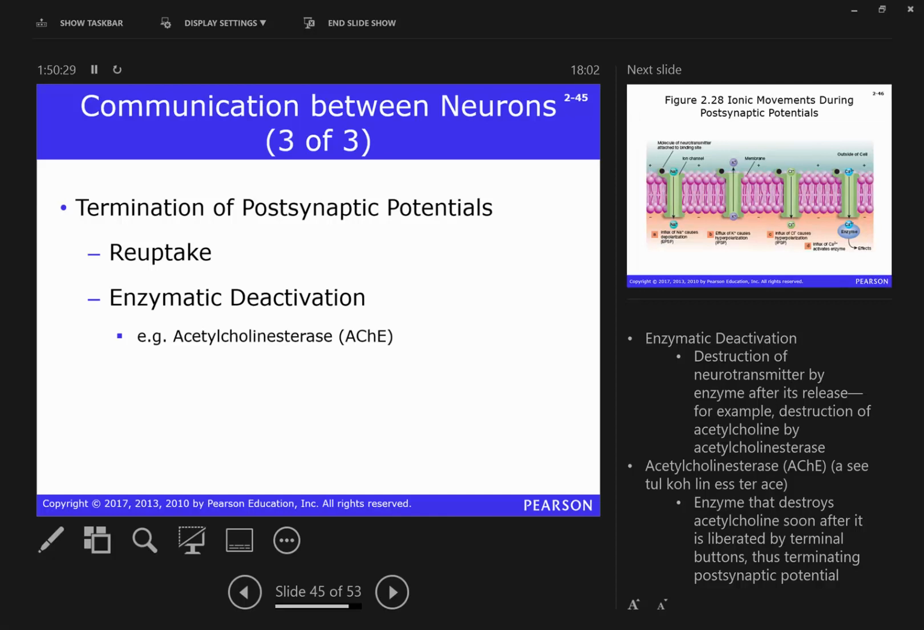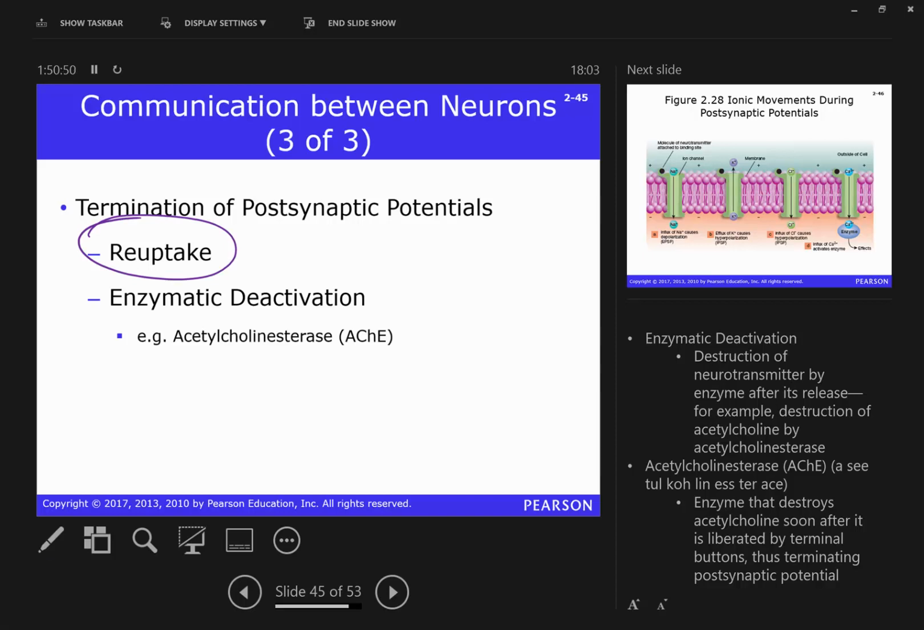At some point, you got to stop this, right? At some point, you have to say, you know what? This action potential business, this activation business, these neurotransmitters, it's happened. It's gone on too long. We say we need to stop it. There are a couple ways you might do that. One is through the process of reuptake.